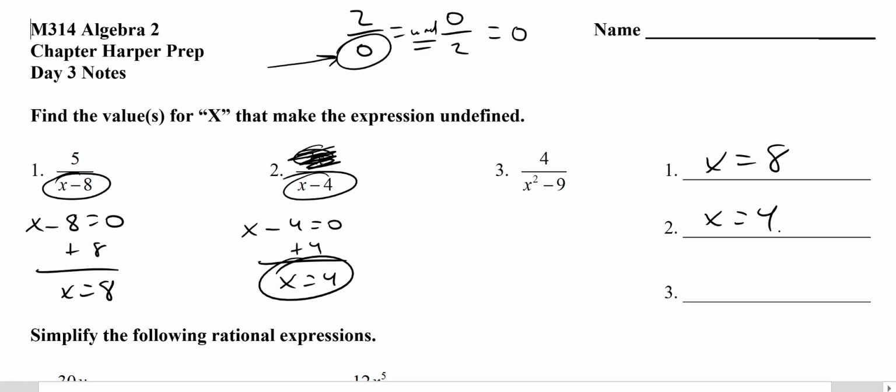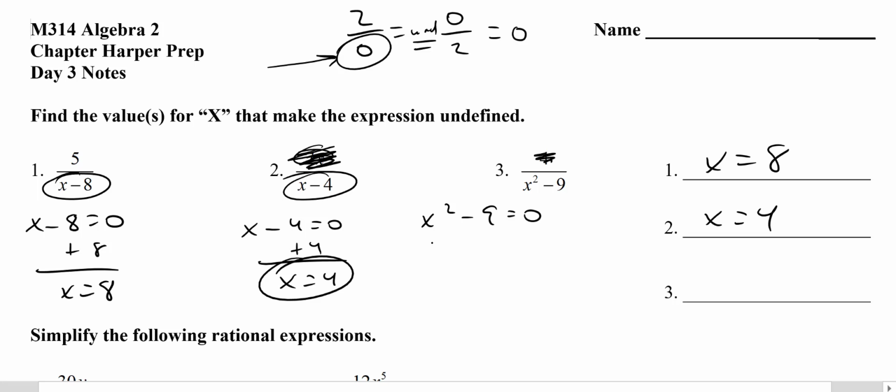Now, sometimes you might have to factor. Like in this case here, again, I don't care about the 4, but it's x squared minus 9 equals 0. Guys, you got to know how to factor. There's so much factoring involved in this Harper unit. You have to know it. If you don't know factoring, there's no chance of passing this unit.